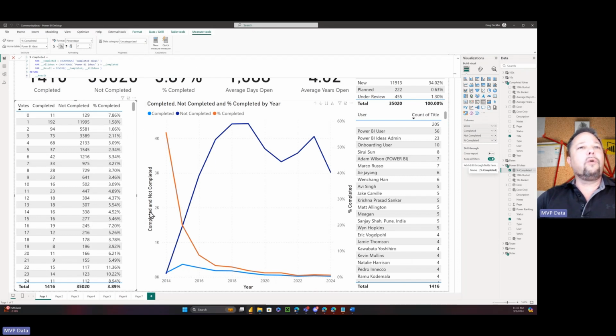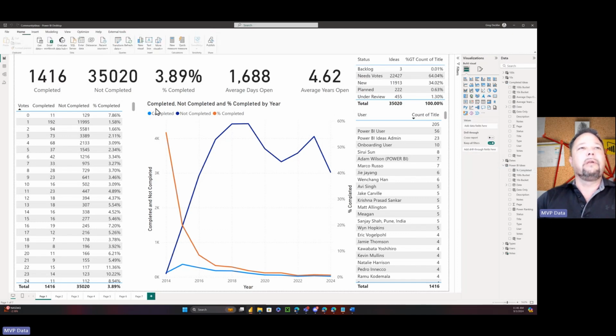Now, I'll show you in later pages that I came up with a way to bucket these votes into 10 and 100 chunks, like buckets, essentially, which I think make the results a lot clearer. So you can ignore this for right now, but it's kind of funny to me that if you have 0 votes, you have a much higher percentage chance of having it completed than if you have 1 vote. But that's just really due to the number of not completed ideas that only have 1 vote versus those that have 0.